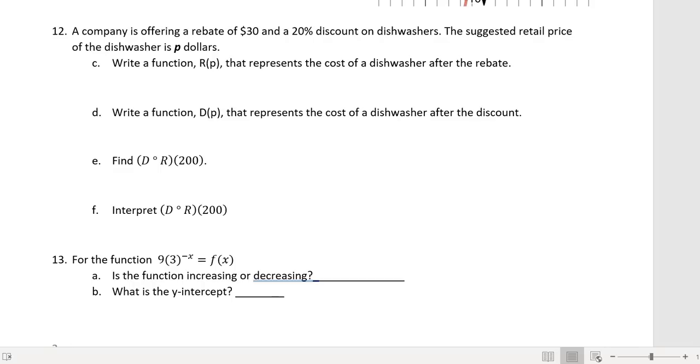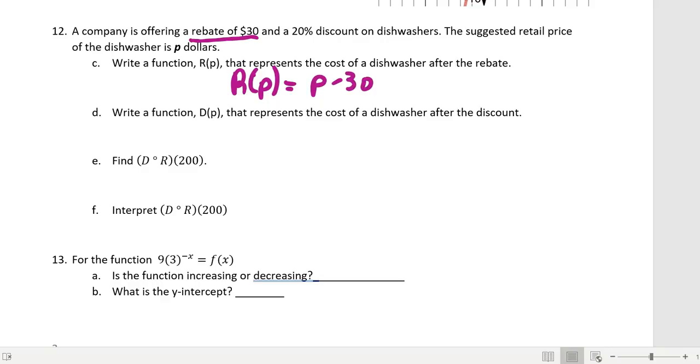Okay, question number 12. A company is offering a rebate of $30 and a 20% discount on dishwashers. The suggested retail price of the dishwasher is P dollars. Write a function R sub P that represents the cost of a dishwasher after the rebate. Now the rebate is strictly $30 off the top. So R sub P would just be P minus 30.